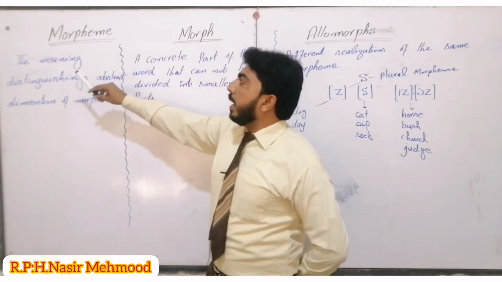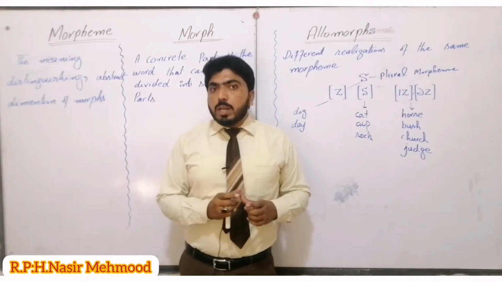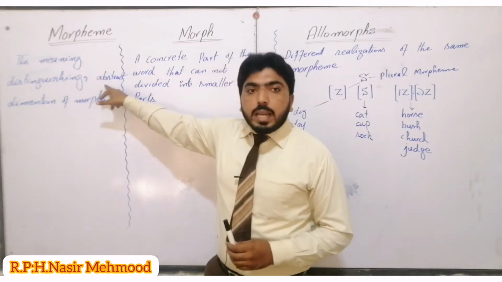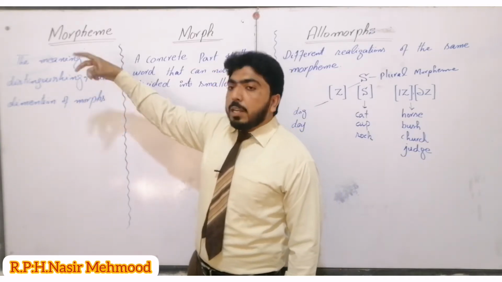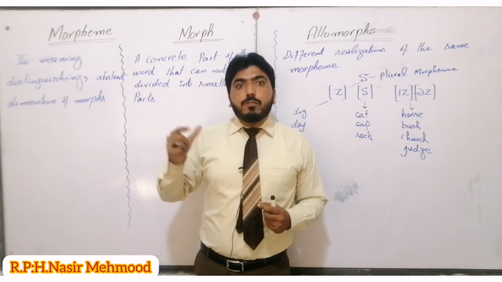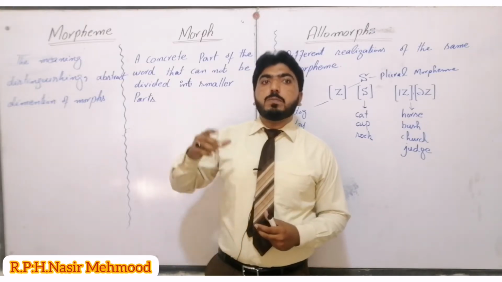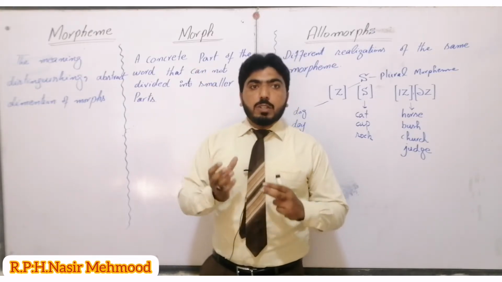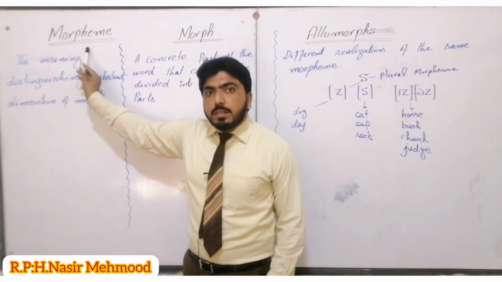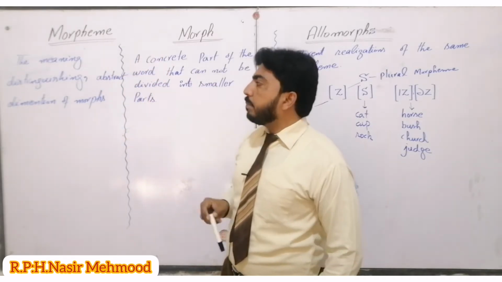As you see in the definition, once again, the meaning-distinguishing abstract dimension of morpheme. This is the smallest meaningful unit of a word which is present in our mind. It refers to the abstract dimension. Abstract means which cannot be touched, which cannot be seen. If we make an analogy of this concept with phoneme and phone, as we know, phoneme is the abstract unit of sound, a meaningful abstract unit which is present in our mind, and when it is physically realized, phonologically pronounced, then it becomes a phone. In the same way, the concept of morpheme is that this is the smallest meaningful unit of a word, but at the abstract level it is present in our mind.